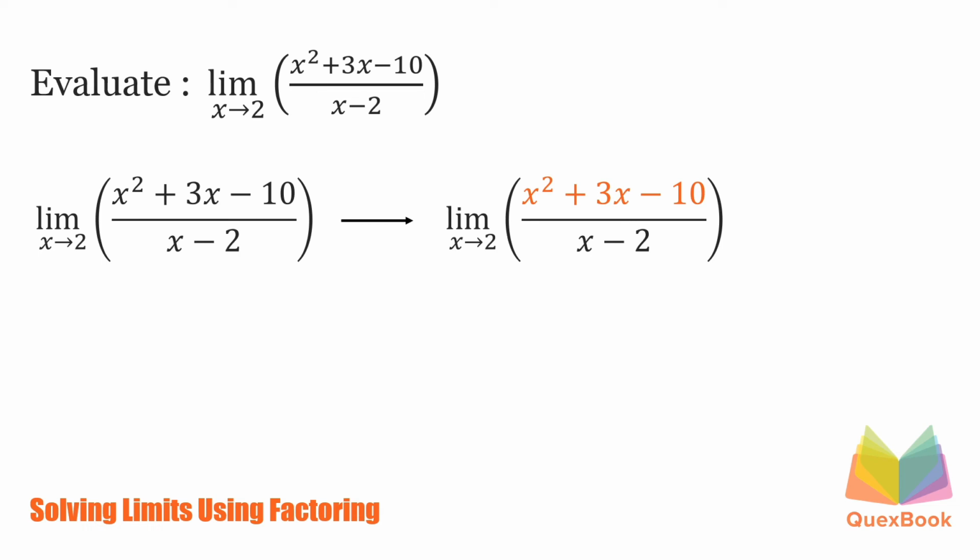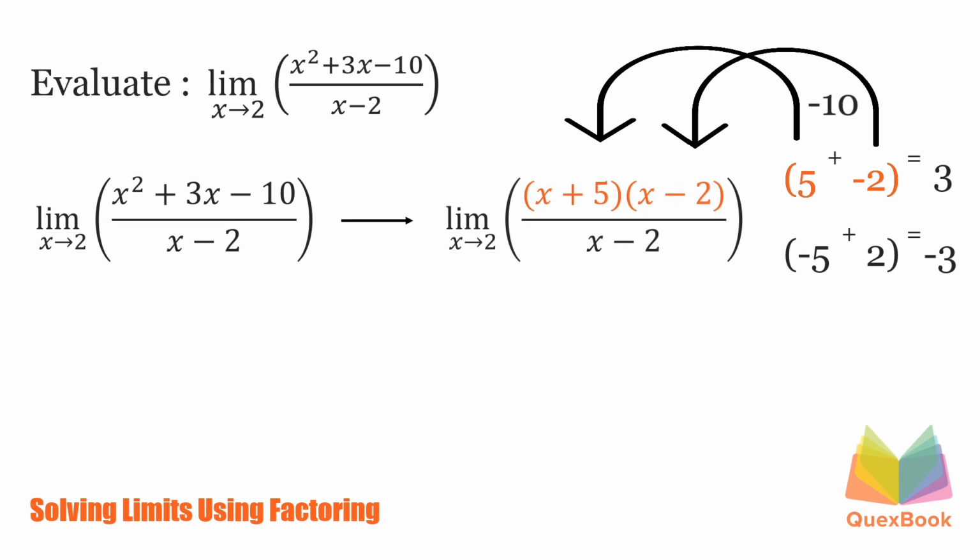Now to factor this, find two numbers that multiply to negative 10 but add up to 3. So what are the two numbers that multiply to negative 10? We can try 5 and negative 2, and negative 5 and 2. If we add these numbers, 5 plus negative 2 is 3, while negative 5 plus 2 is negative 3. Since our middle term is 3, obviously the factors that we are looking for are 5 and negative 2. Therefore, x squared plus 3x minus 10 can be factored as x plus 5 times x minus 2.